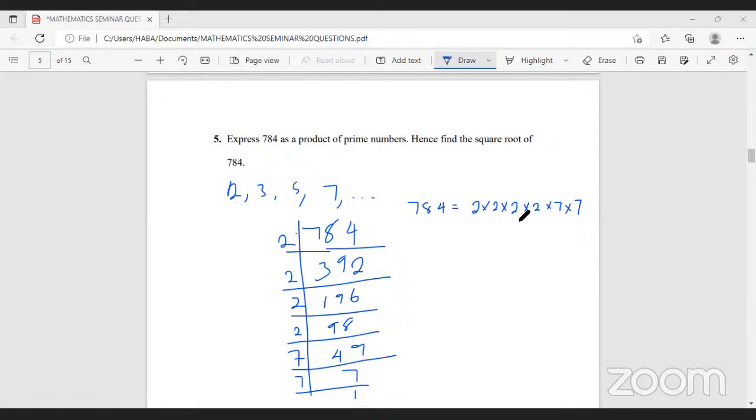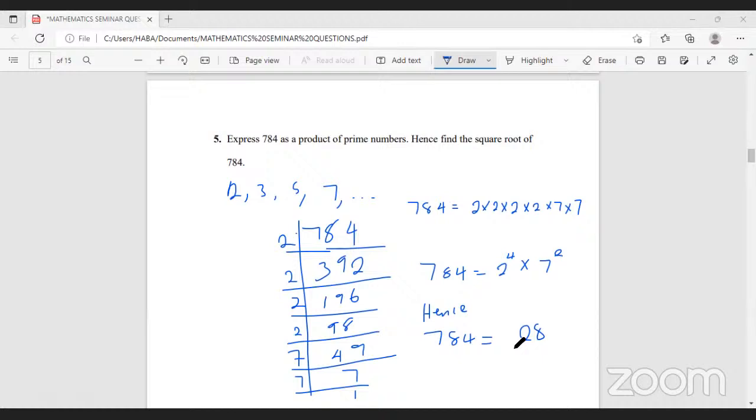After here I can write it as 2 to power 4 times 7 squared. Then to find the square root of 784 to be equal to 28, if I calculate it from the calculator. No, we are not using a calculator. Show us how.